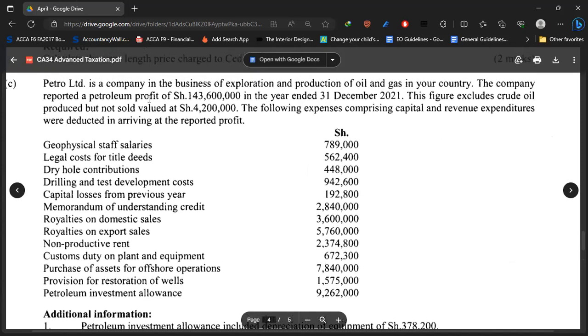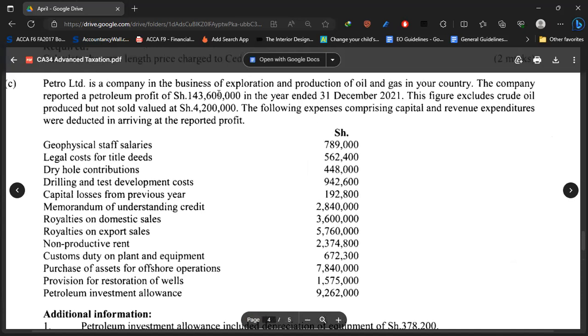The company reported a profit of 143,600. So it means after the following expenses which were deducted, what am I supposed to be doing? I'm supposed just to be looking at 143,600. That is what you are able to recognize in terms of profits.